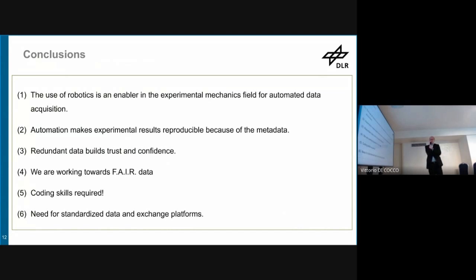A little disadvantage is that all this requires coding skills, so you must know how to program the test sequence. But we are working on this to make it much easier. From my point of view, there's a need in the fracture mechanics community for standardized data formats so that we can exchange data, even between different teams and groups, because this is an enabler for accelerating knowledge discovery, so that we don't need to repeat each experiment again.